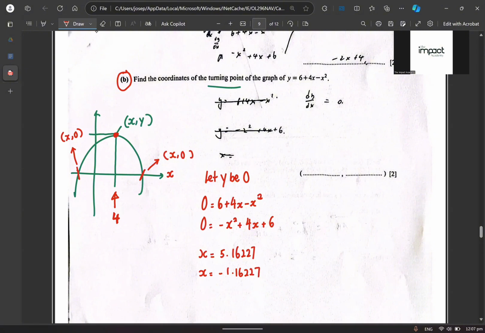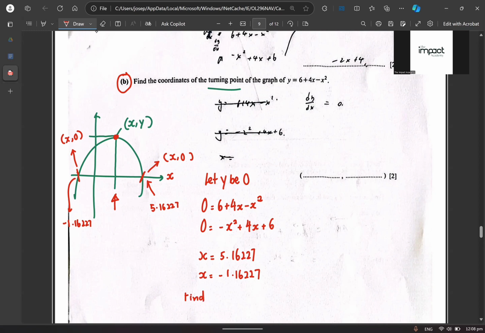Okay, so now you know this one is definitely the 3 one. True? This one is the negative 1.16227. Correct or not? Yeah. How do you find your line of symmetry? 3.16227, correct, plus negative 1.16227 divided by 2. Very good. Okay, so find your line of symmetry.